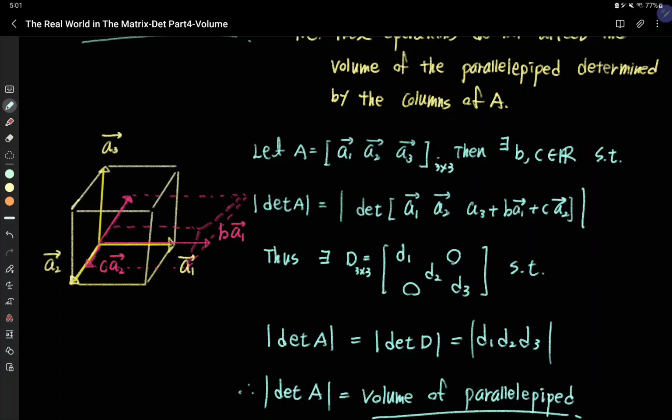Okay, so in this video we figured out that the determinant of a 2 by 2 matrix represents the area of a parallelogram, and for a 3 by 3 matrix, the determinant of A represents the volume of a parallelepiped. Okay, so that's for today.